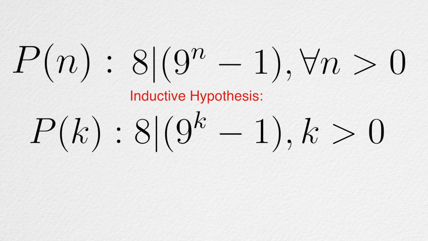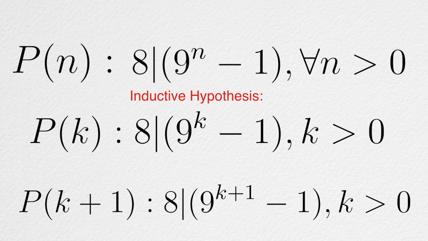Now, we should think about what we might be able to prove using this assumption, and a good place to start is just to see if we can prove the statement is true at the next value of k, which is k plus 1. So that we can better see what we're trying to prove, we'll go ahead and write out this statement. In order to show that P(k) implies P(k+1), we must somehow relate the two statements.